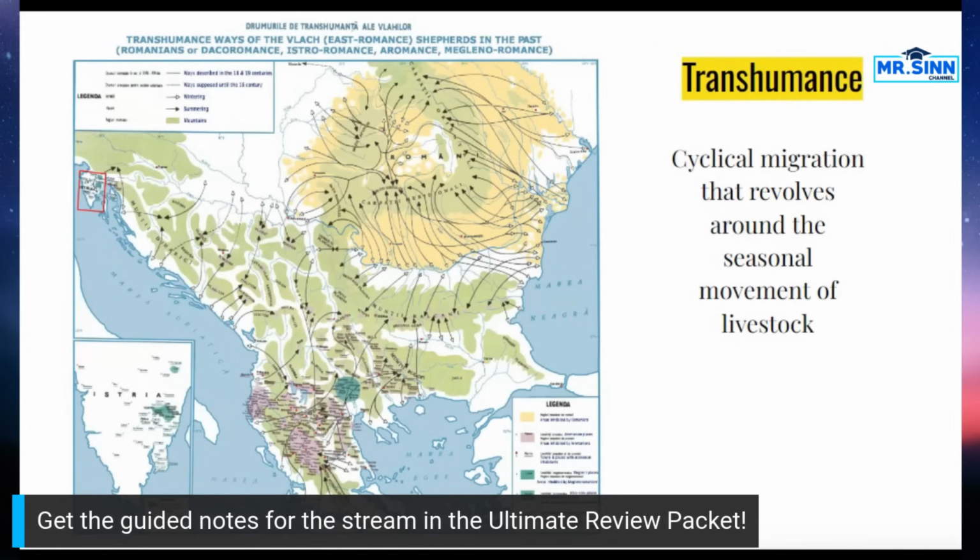So, transhumance, this is one that's kind of different, connects to that livestock, this seasonal migration. So you can see right here, we're looking at the summertime, the winter. Our directions are changing based on the seasons. So this is cyclical, it's rotating in a variety of different ways based on the seasons and animals.